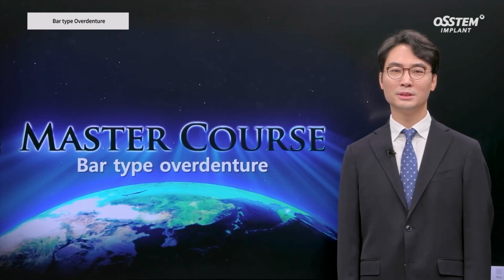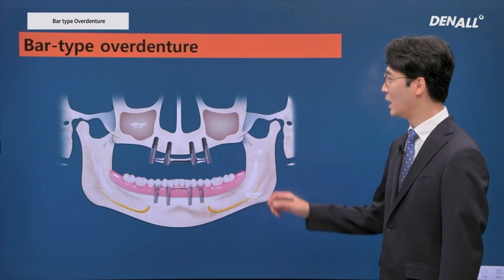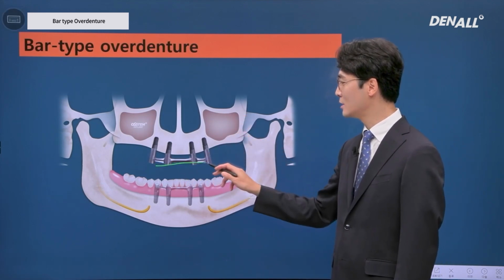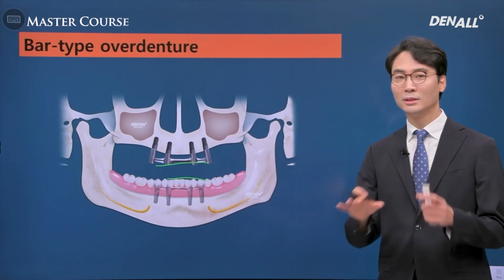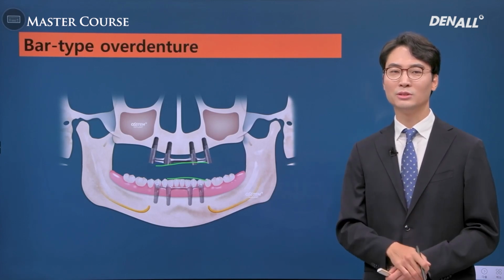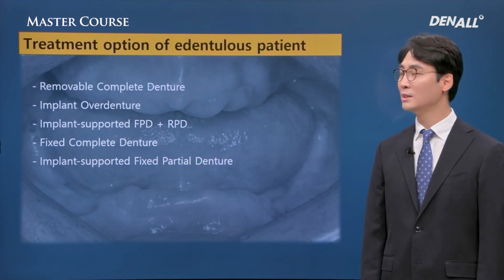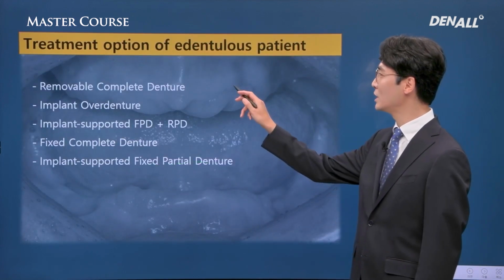Today I want to talk about bar type overdenture as part of master course. Bar type implant overdenture refers to a situation where multiple implants are placed and where removable implant overdenture is delivered on top.